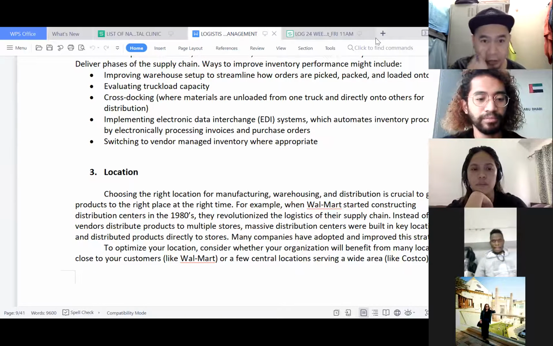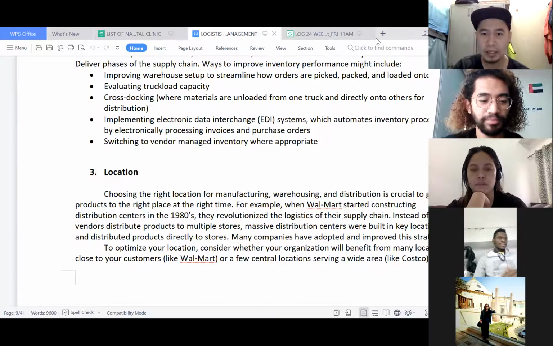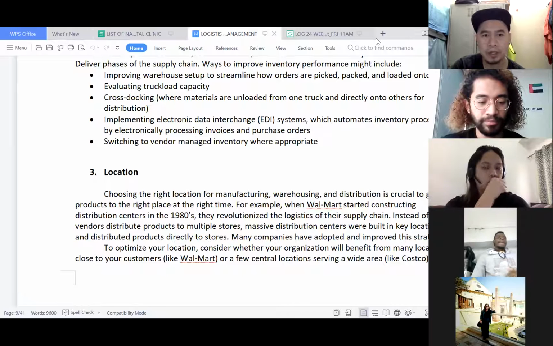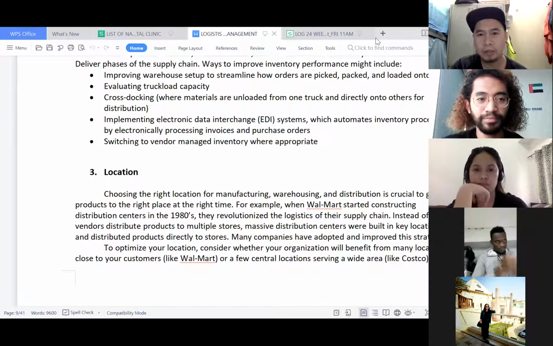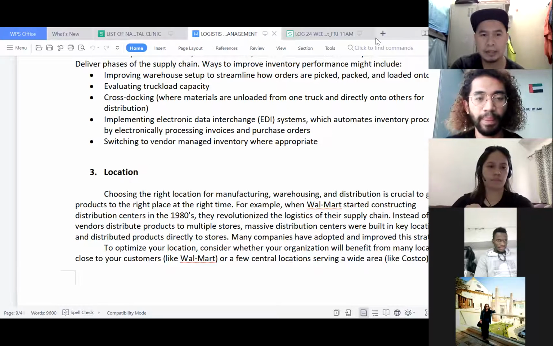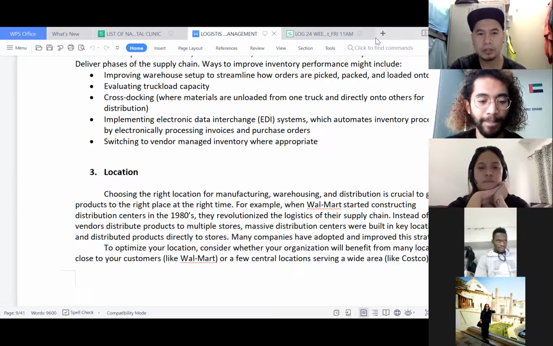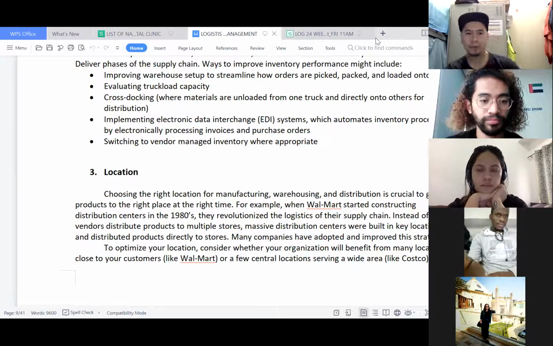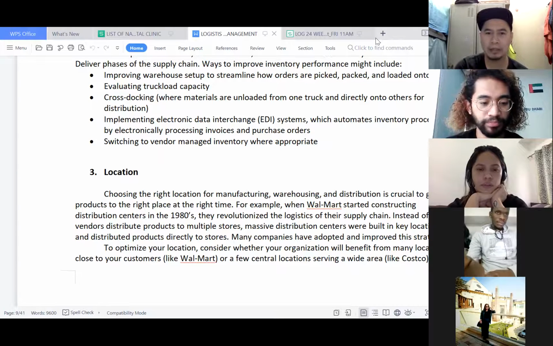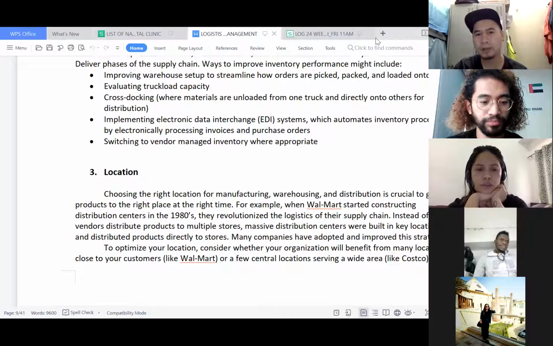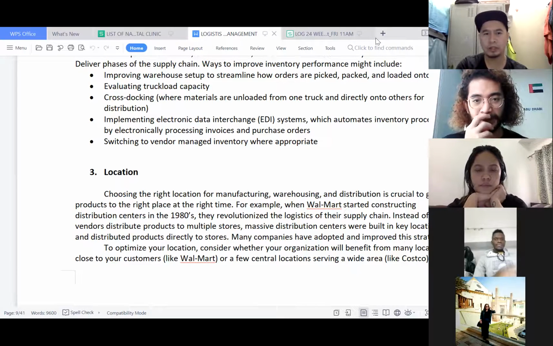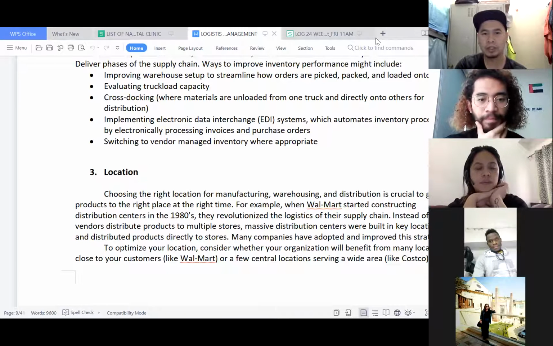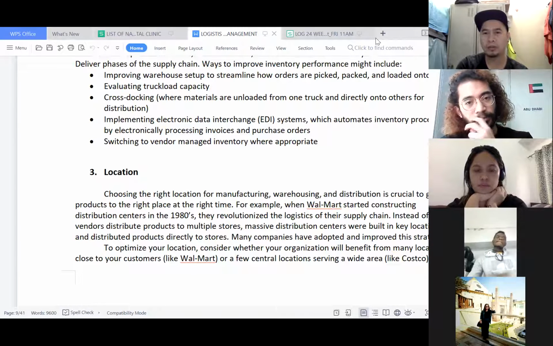Location. Choosing the right location for manufacturing, warehousing, and distribution is crucial to getting products to the right place at the right time. For example, when Walmart started constructing distribution centers in the 1980s, they revolutionized the logistics of their supply chain. Instead of having vendors distribute products to multiple stores, massive distribution centers were built in key locations and distributed product directly to stores. Many companies have adopted and improved this strategy. To optimize your location, consider whether your organization will benefit from locations close to your customers, like Walmart, or a few central locations serving a wide area, like Costco.